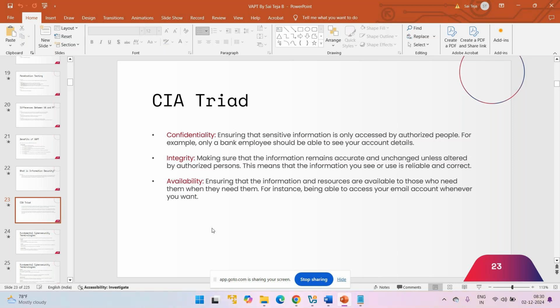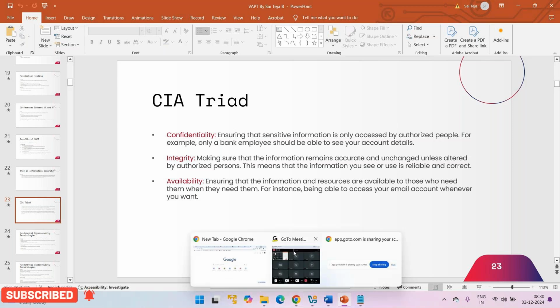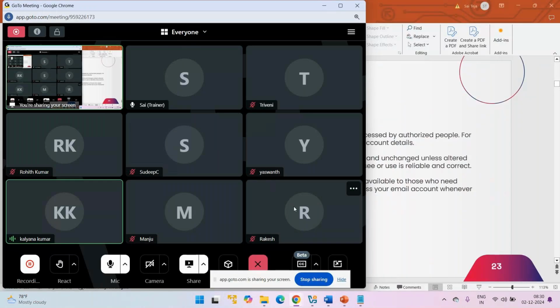Sorry, here I have one question. Suppose I have some confidential data. How could I know if a hacker is hacking my information, my confidential data? Are there any alerts coming about hacking the system or anything like that?